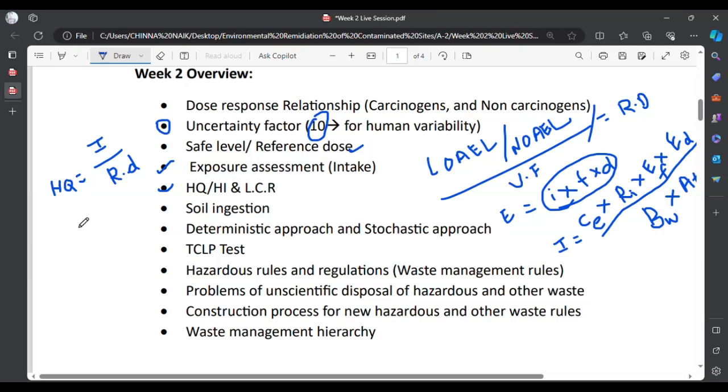Okay, and similarly LCR, lifetime cancer risk. A similar formula, but what is the factor we use for carcinogens? Slope or reference dose? Slope factor or reference dose?